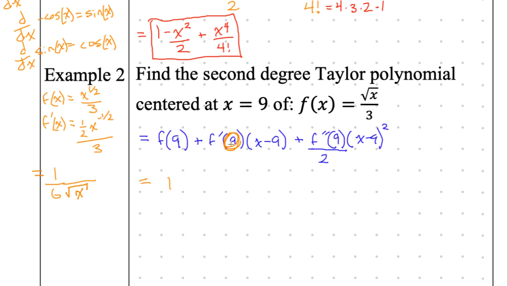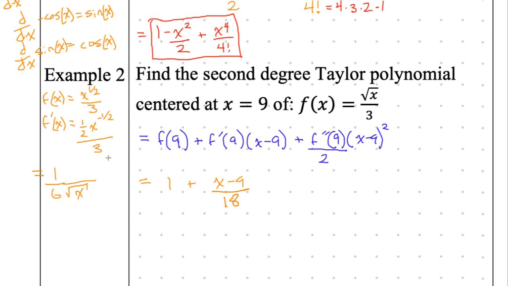Plug in 9 into that first derivative. When I plug in 9, this is now going to be 3. 3 times 6 is 18, and that's 1/18th, which means this right here says 1/18th, and I still have to write down this. So I'm going to say plus x minus 9 over 18. Done. All right, now I have to take the derivative yet again.